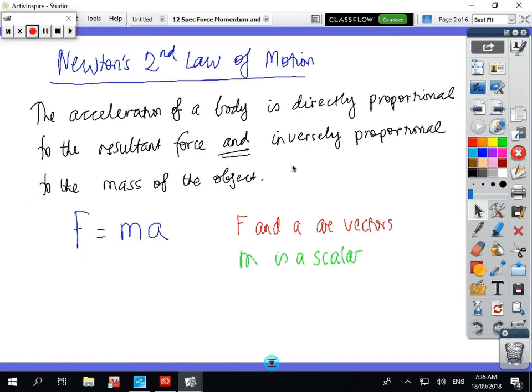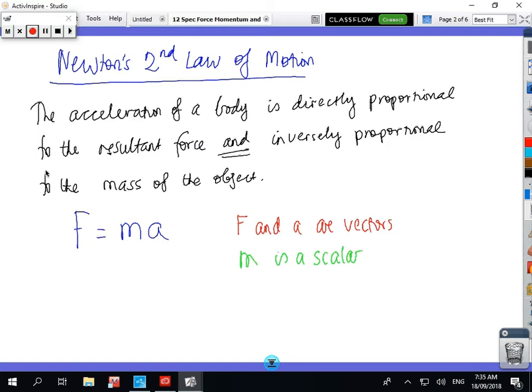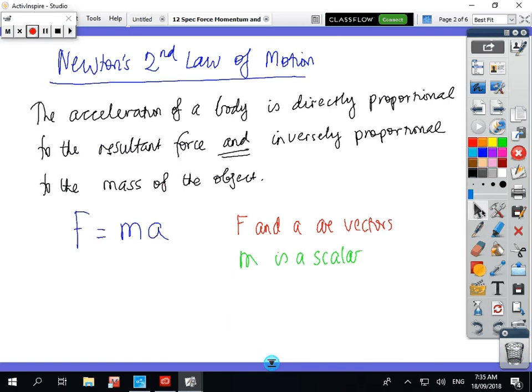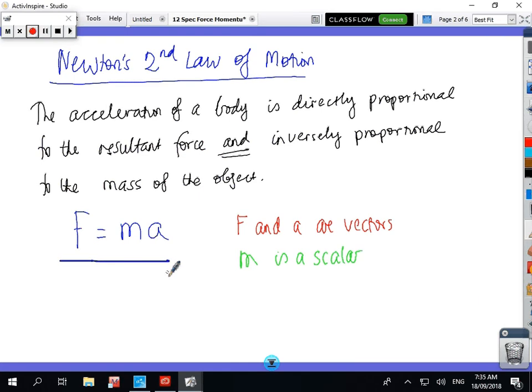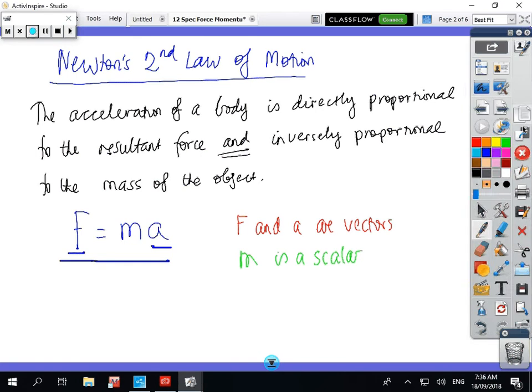Newton's second law: the acceleration of a body is directly proportional to the force and inversely proportional to the mass. You might have seen this in science before. This is force equals ma. So force equals ma is Newton's second law. Force and acceleration are both vectors and mass is a scalar. So basically, the acceleration is directly proportional to the force and inversely proportional to the mass. Okay, so copy that and come across.